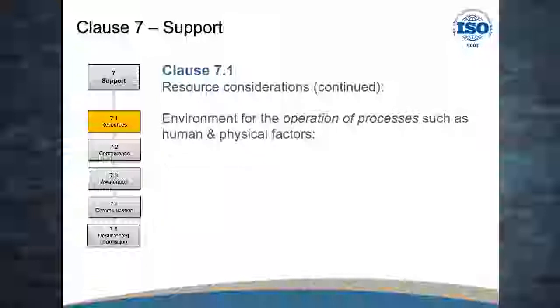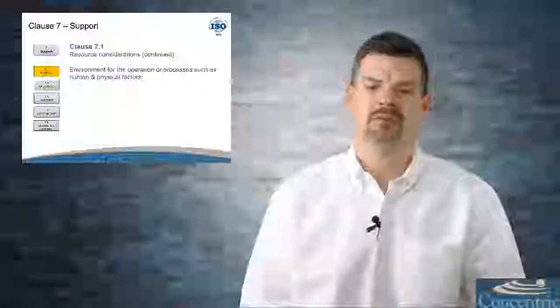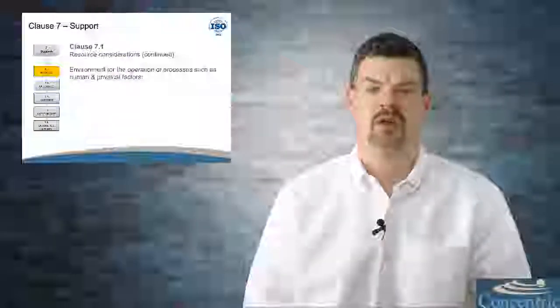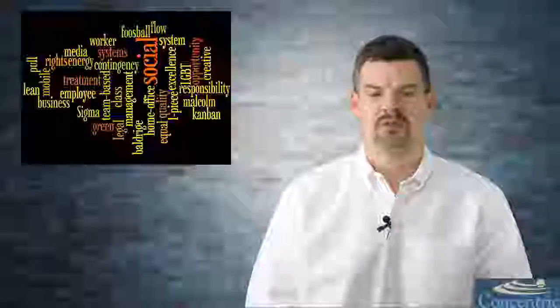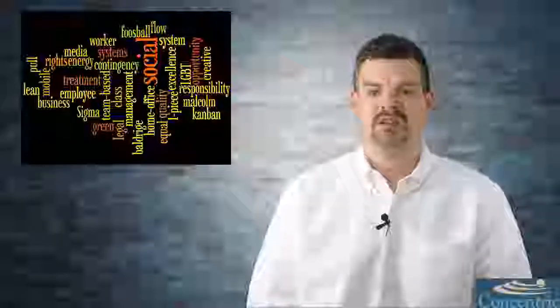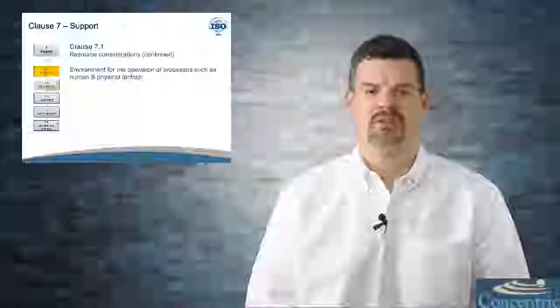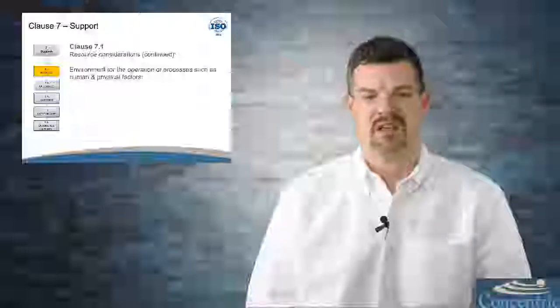To go on further, a continuation here in clause 7.1, environment for the operation of processes. So this is something that's rather significant and kind of goes back to that illustration where foosball and LGBT and some of these other, the Wordle that was put up there, some of these other kind of more soft and new age type terms are being used, and this is where the overlap is. So the environment for the operation of processes.